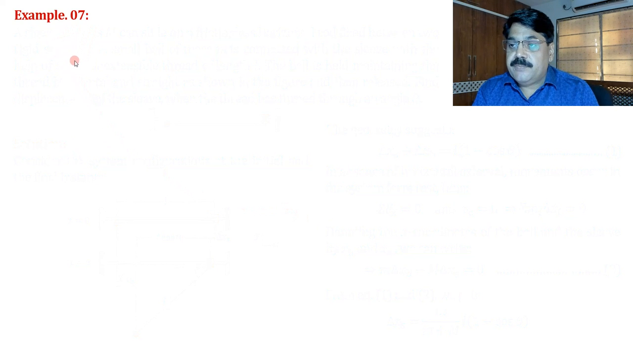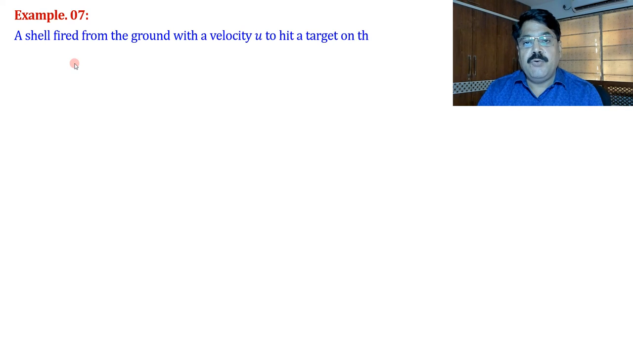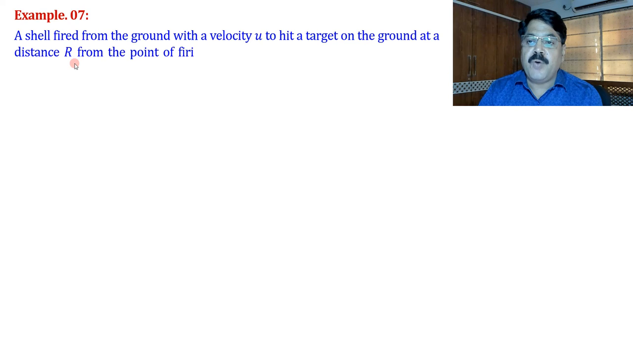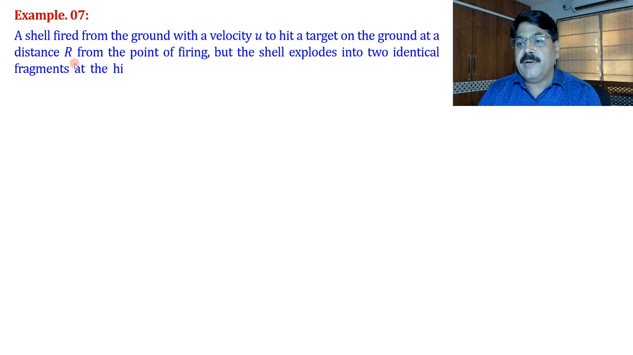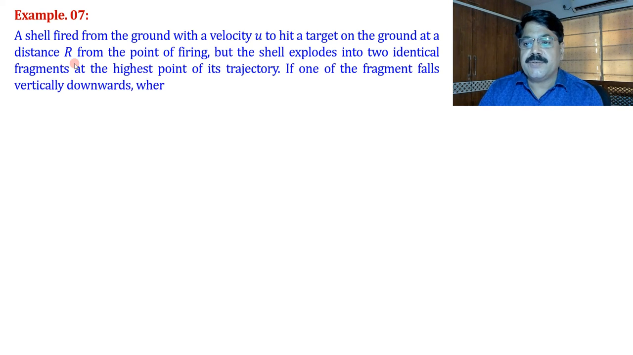Example 7. A shell fired from the ground with a velocity u to hit a target on the ground at a distance r from the point of firing. But the shell explodes into two identical fragments at the highest point of its trajectory. If one of the fragments falls vertically downwards, where will the other fragment hit the ground?